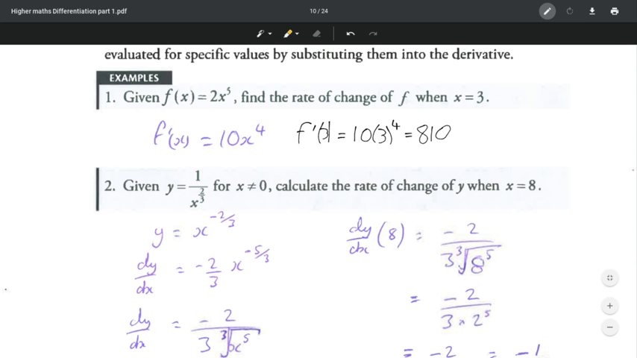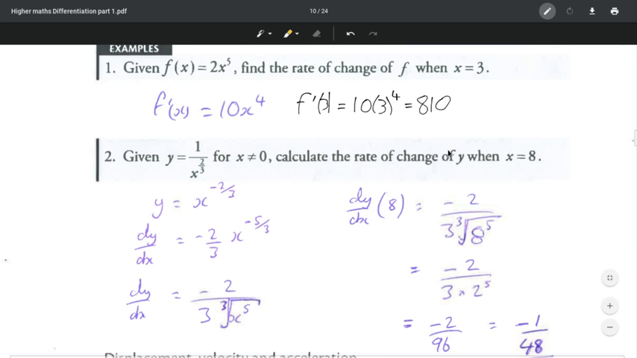So it'll be 10 multiplied by 3 to the power 4. So 3 3s are 9, multiplied by 3 again would be multiplied by another 9. So 3 to the power 4 is 81, multiplied by 10 would be 810.